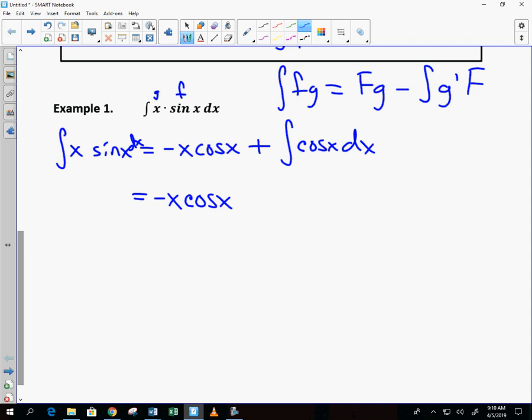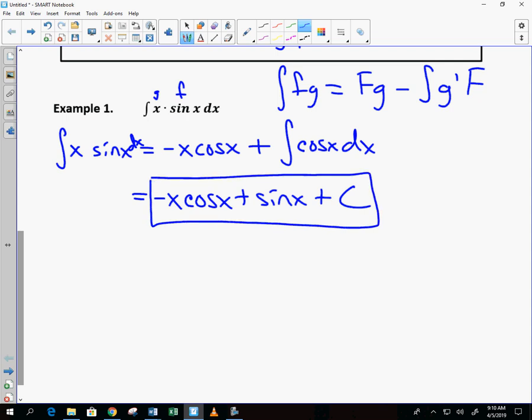Shoot, now I got another integral. Should we give up? Why shouldn't we give up? And it's super easy. What's the antiderivative of cosine? Because we have a minus sign, but big F was negative cosine.